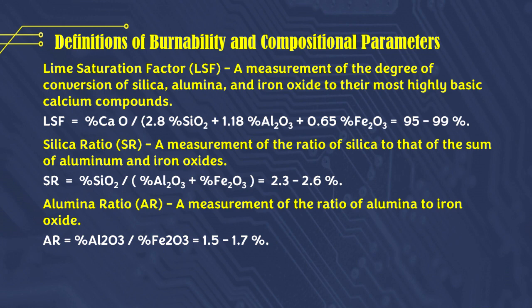Alumina ratio is a measurement of the ratio of alumina to iron oxide. This ratio can influence the rate of development of clinker liquid in the burning zone. In the presence of 2% or more MgO, a ratio of 1.63 gives the maximum liquid phase at the minimum temperature. AR is %Al2O3 divided by %Fe2O3 equals 1.5 to 1.7%.